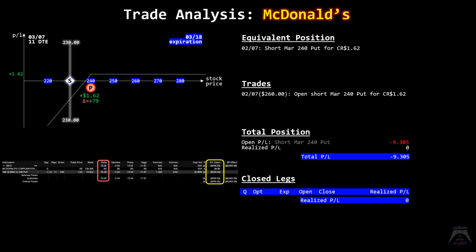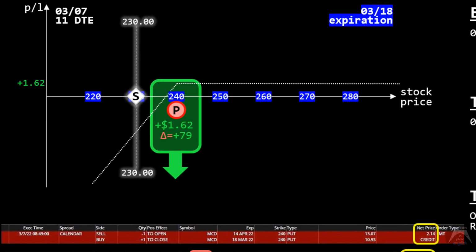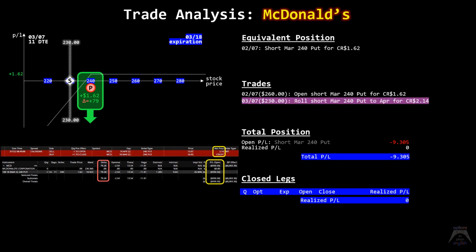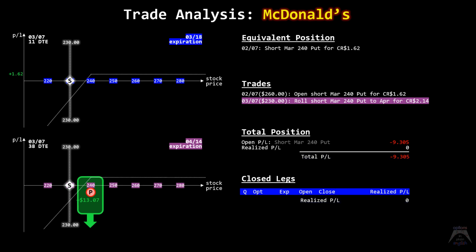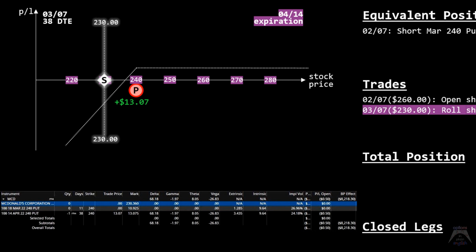At this point, we decide to roll this position out to April, which we get executed for a credit of 214, making this our first adjustment trade. We also notice that the put we sold in April generated a credit of 1307, so those will be the proceeds from selling this put in April. Our monitor page after the rollout indicates that we now have a delta of 68 for our short put in April, down from the 79 deltas we had originally.